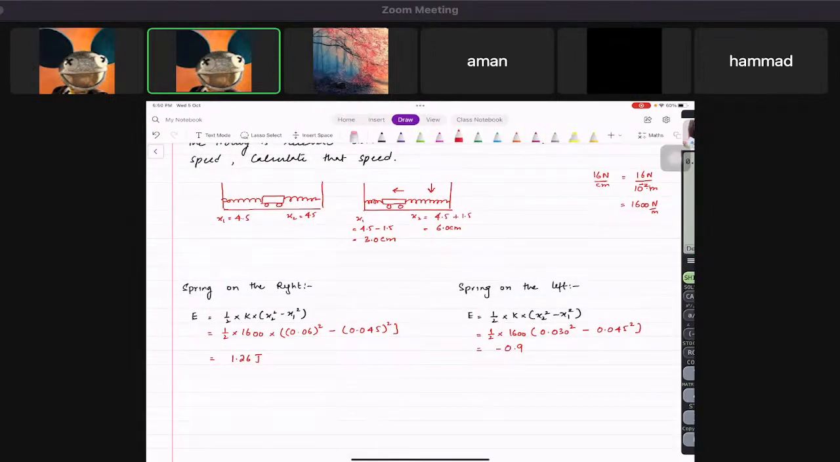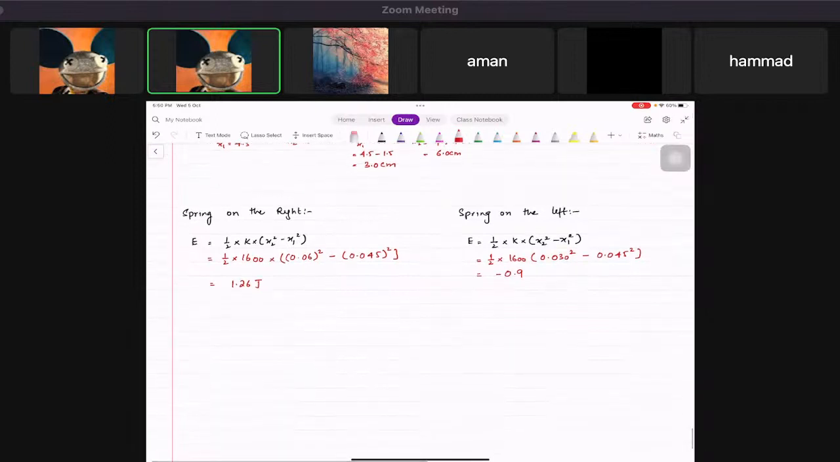Okay, so then, because you want to find the change in energy, the total energy of the system is going to be the energy in the first spring plus the energy in the second spring, which is 1.26 plus minus 0.9, so that's going to be 0.36 joules. Is it clear? Any questions?